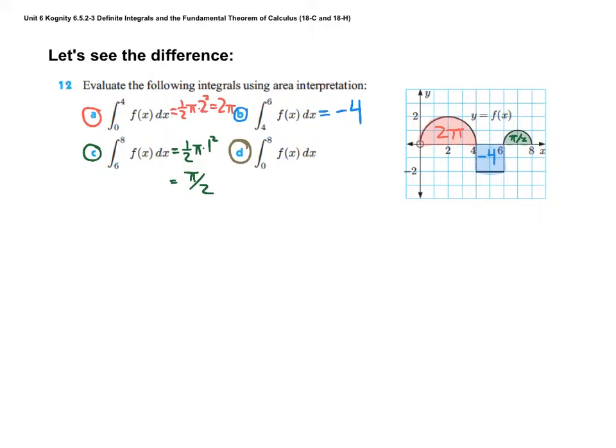Well, you're on the right track, okay? At least for the idea of the problem. We have 2 pi minus 4 plus a half a pi. So that would equal 2.5 pi minus 4. Now, that's kind of what we're supposed to see.